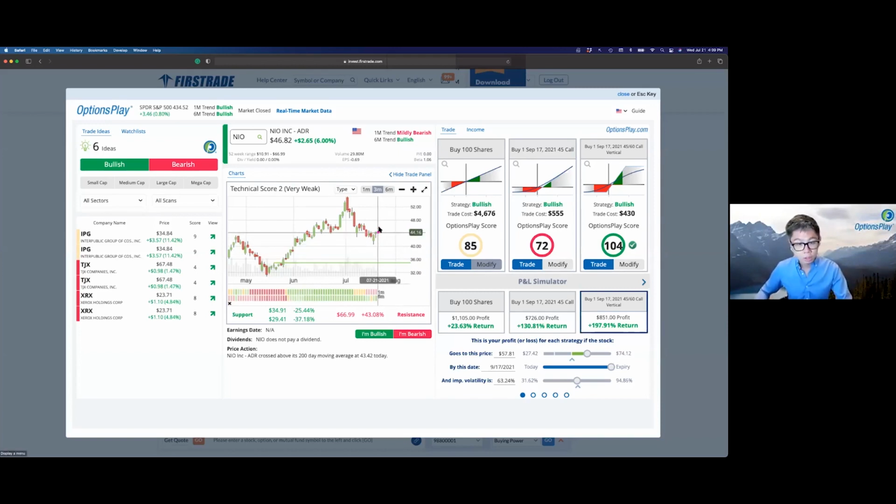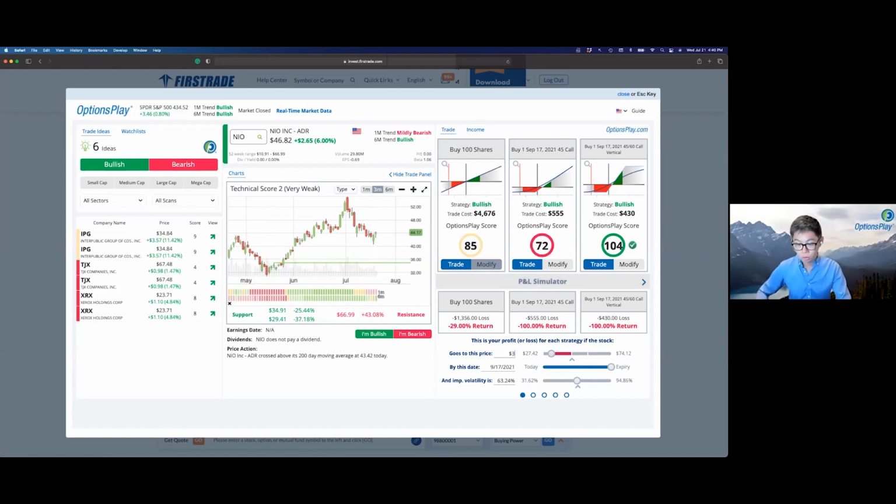So let's just say my directional view that NEO is going to rally back up to its $55 all-time high is wrong, and the stock declines back down to $30. That's always possible, and you always should account for that. So what you can use is the P&L simulator and say, what happens if the stock declines down to $32, which is the low that we saw back here in May or so.